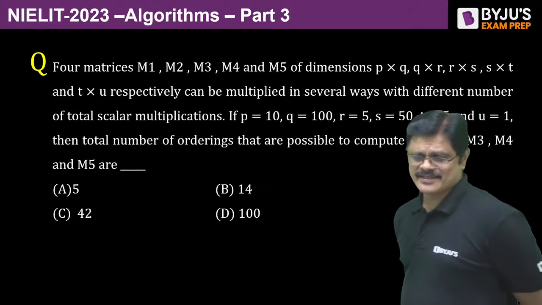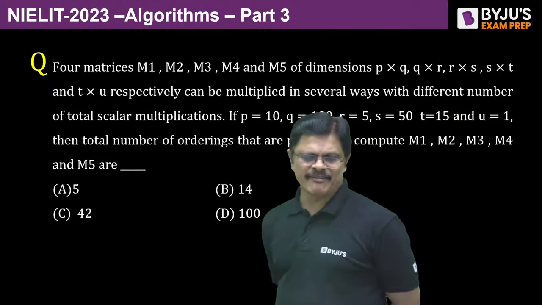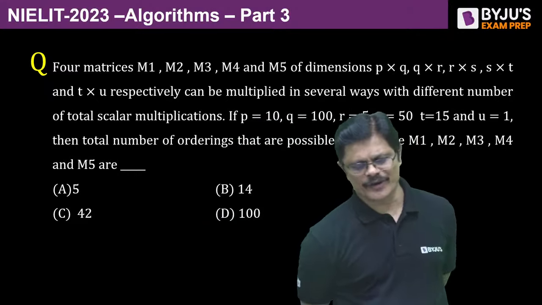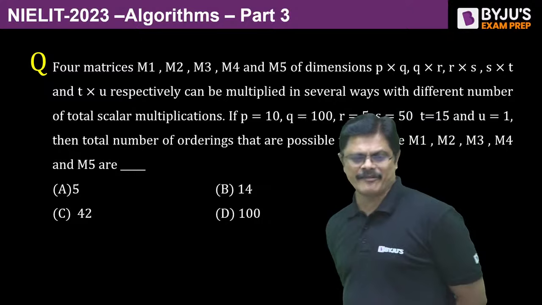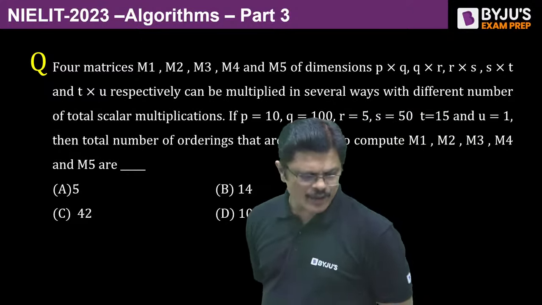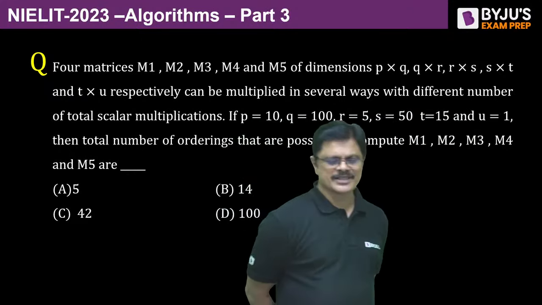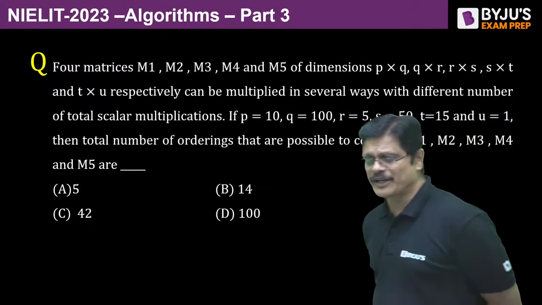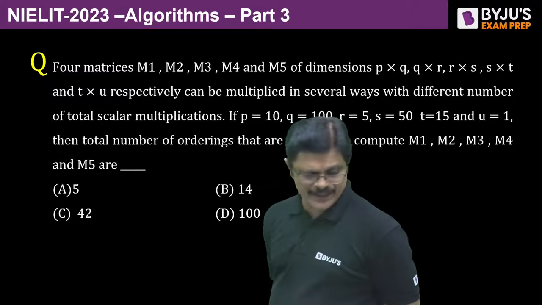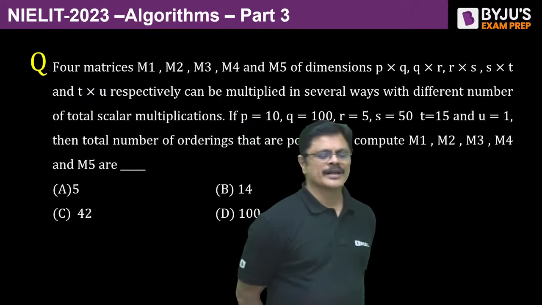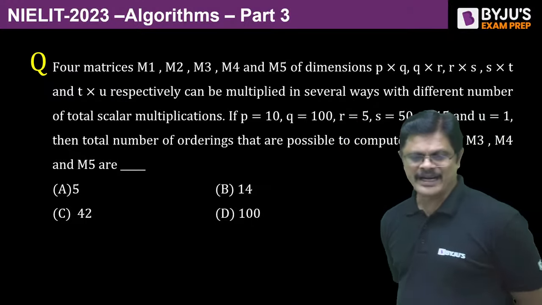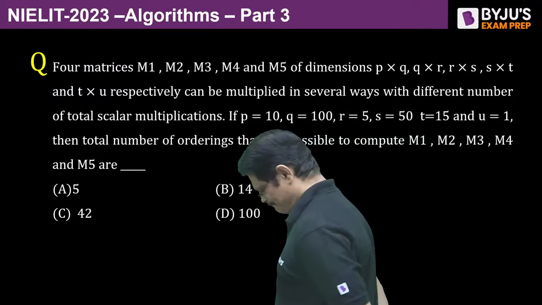4 matrices M1, M2, M3, M4 and M5 of dimensions P by Q, Q by R, R by S, S by T, T by U respectively can be multiplied in several ways with a different number of total scalar multiplications. P value given 10, Q value 100, R value 5, S value 50, T value 15, U value 1. Then total number of orderings that are possible to compute M1, M2, M3, M4 and M5 equal to.